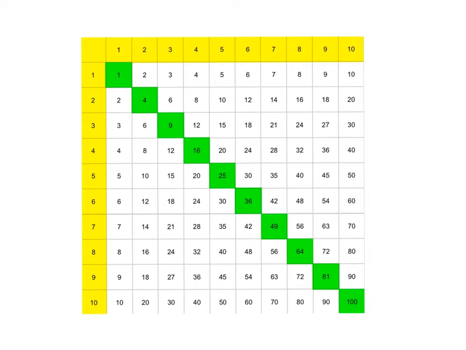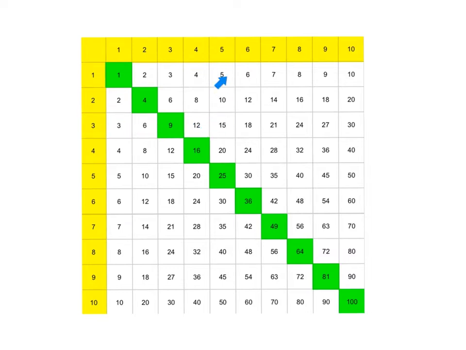Alright guys, here's your multiplication division fact table. There's a total of 100 products that you need to know. These are all your products right here. On the left you have your factors, and up top you have your factors. Basically, factor times factor equals product.